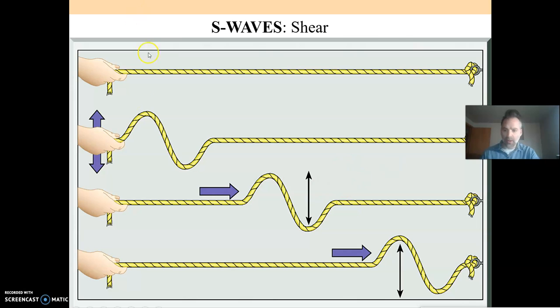So here's showing up close when you take the rope and move it up and down, you're going to create a wave in the rope. And these are slower than the primary wave.